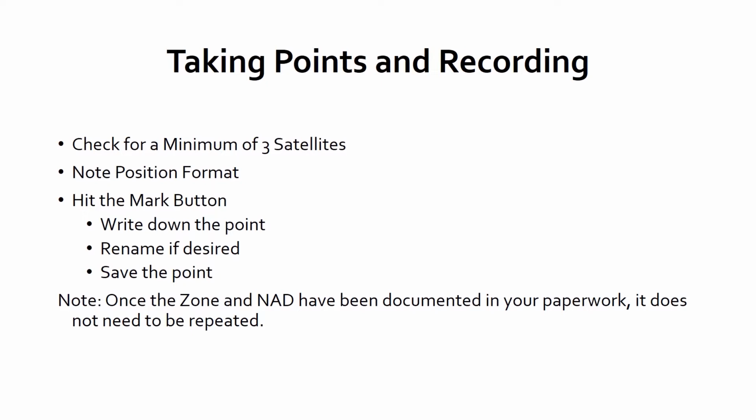So now that you know how to find a waypoint, how do you take waypoints? So again, you want to make sure you have at least 3 satellites. You want to write down what position format you're in. So you want to jot down that you are in NAD 83. And then go outside, find some locations, hit the mark button on the side of your device. We always recommend that you write down the point if you're doing this for work, but for practice you don't have to. You can rename it if you want. Make sure you save that point or it'll get erased.